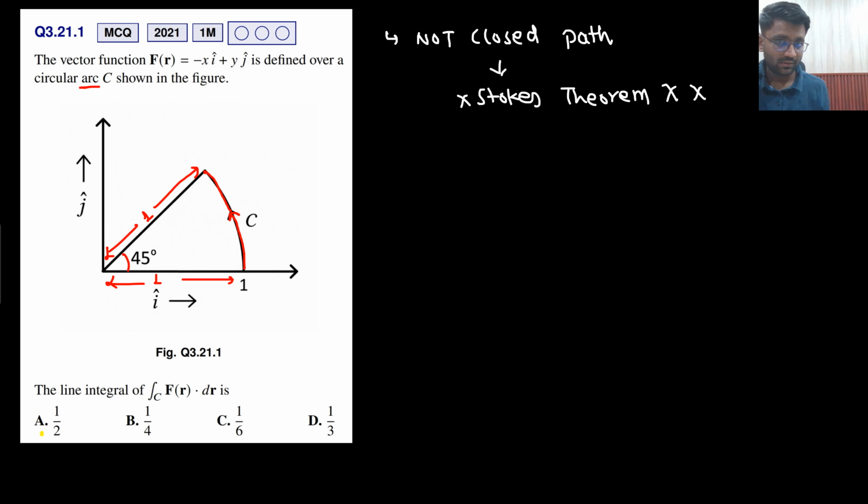Okay. Jadeja theorem can be applied. Poor joke. Those who know cricket, they will understand.